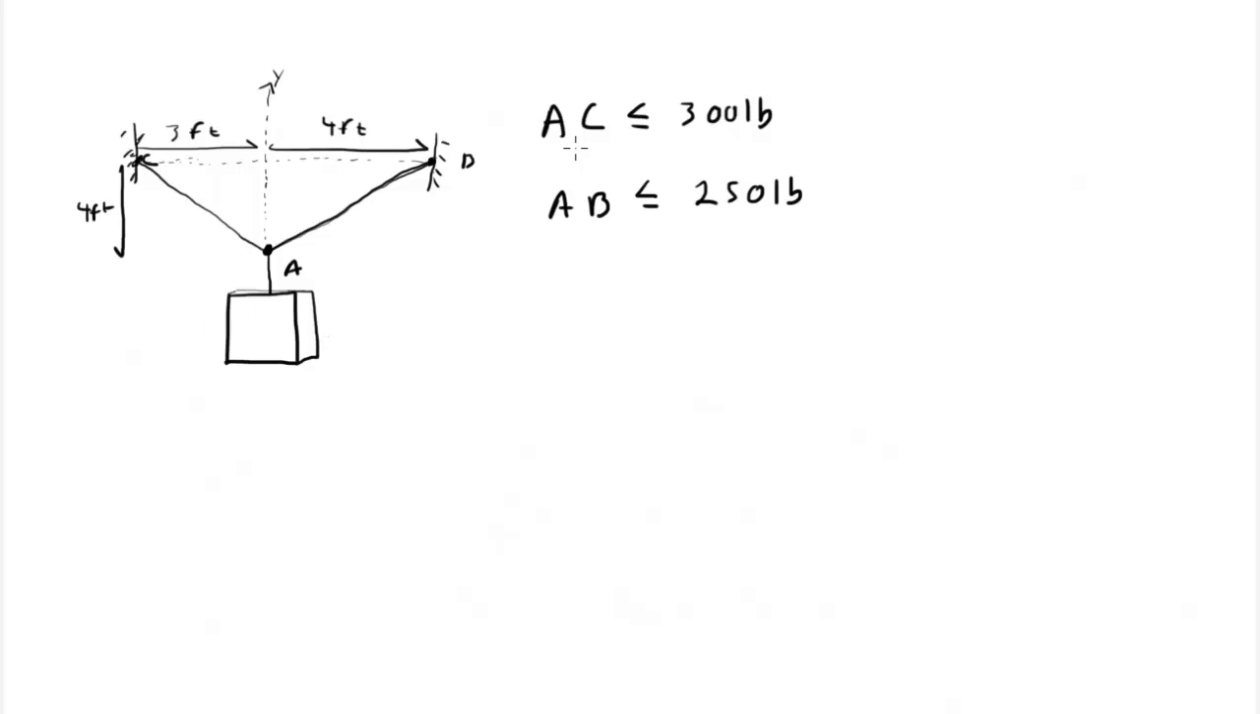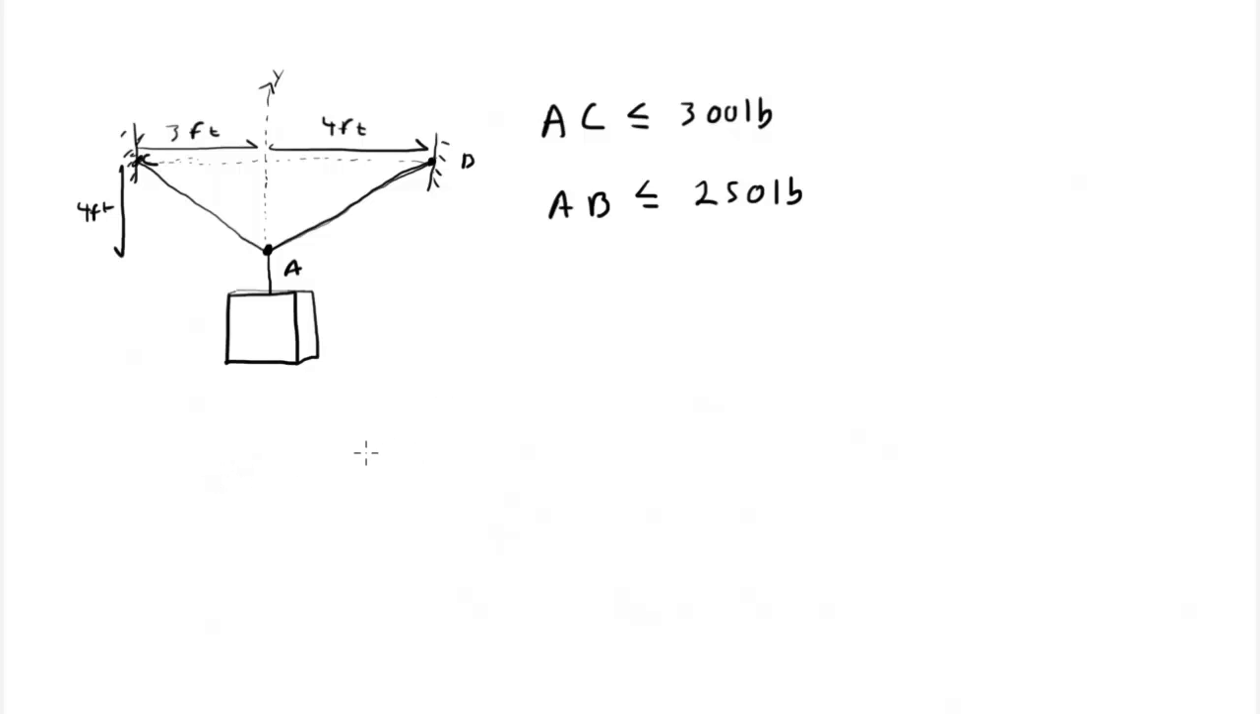They also tell us that this cable that goes from A to C can support a maximum force of 300 pounds. So it has to be equal to or less than 300 pounds. And the maximum force for cable AB can be 250 pounds. So it has to be 250 pounds or less of force in that cable. And the question is, what's the maximum weight of the crate that's supported by the vertical cable?